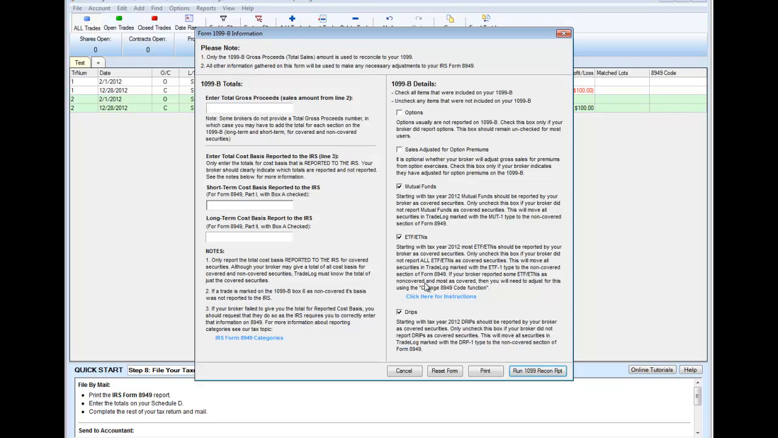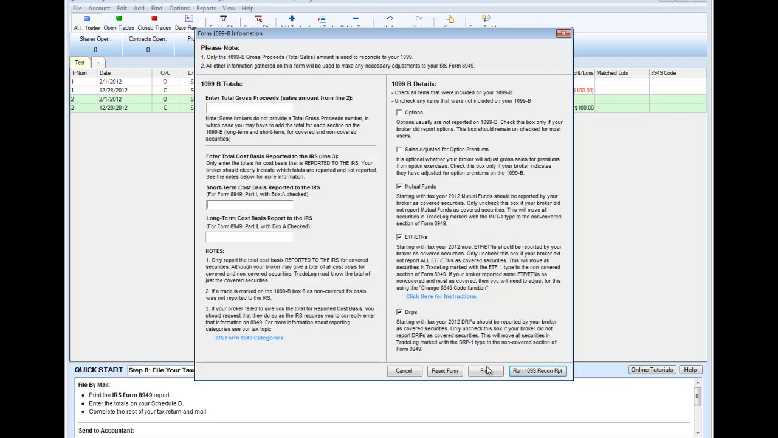There's a few other options you have over here. For the most part, the default settings work for most of the brokers. The one you might want to look at is if you did have options that were exercised and assigned, whether or not your broker adjusts the sales for option premiums.